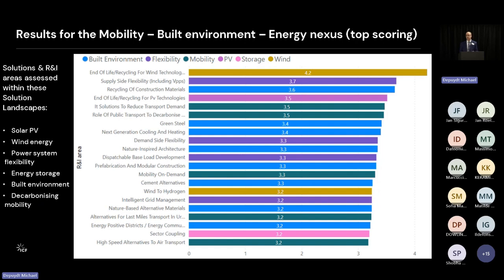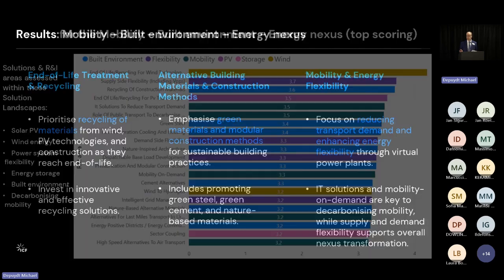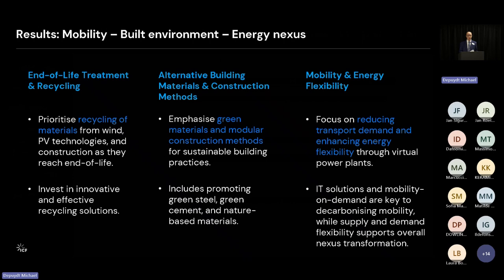Second, supply side flexibility, including virtual power plants. That came through strongly in the scoring. Third one was recycling of construction materials. Again, I don't need to stress the embedded carbon within that, but clearly there's opportunities across many countries for doing more around that, and innovation isn't quite there yet. So overall, those are the top scoring. This gives you a flavour of the priorities that came through.